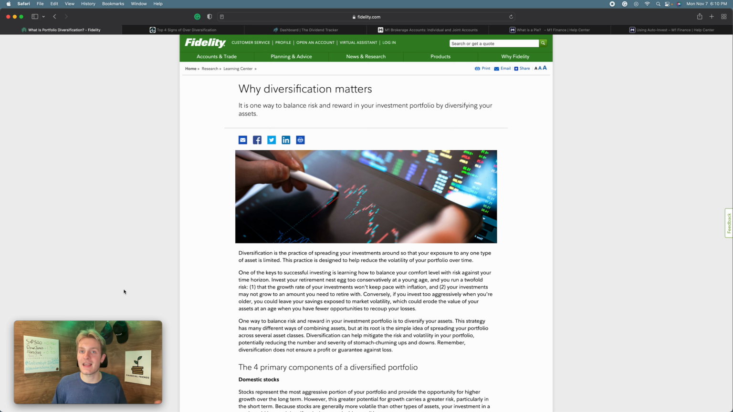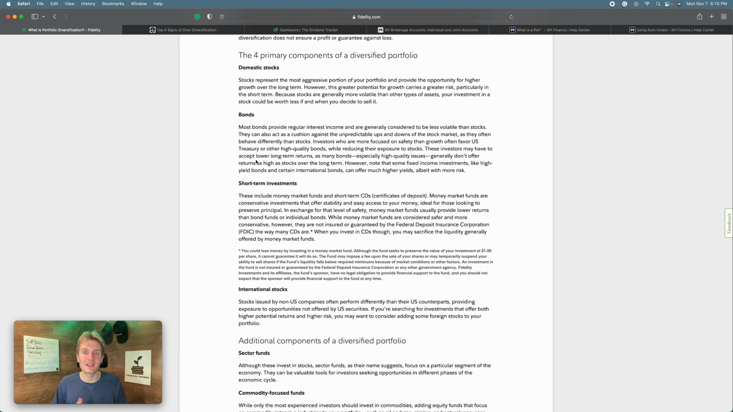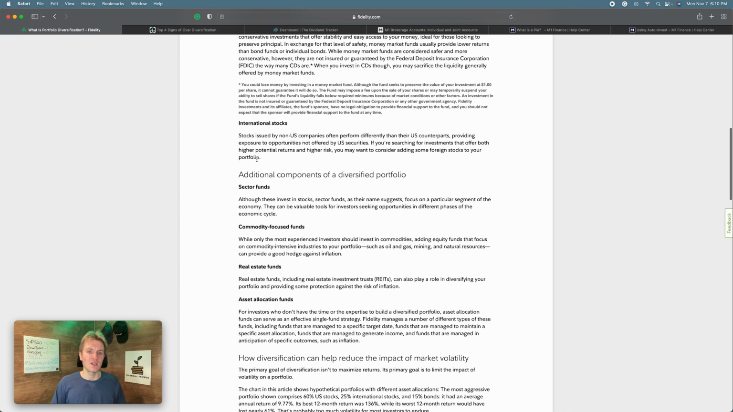So at its most basic layman term, diversification is a way, and I'll highlight the sentence, to balance risk and reward in your investment portfolio by diversifying your assets. Now, what does diversifying actually mean? Fidelity outlines these four components of a diversified portfolio. They have domestic stocks, bonds, short-term investments, and international stocks. Now, you can also diversify using sector funds or commodity-focused funds, real estate funds, asset allocation funds.